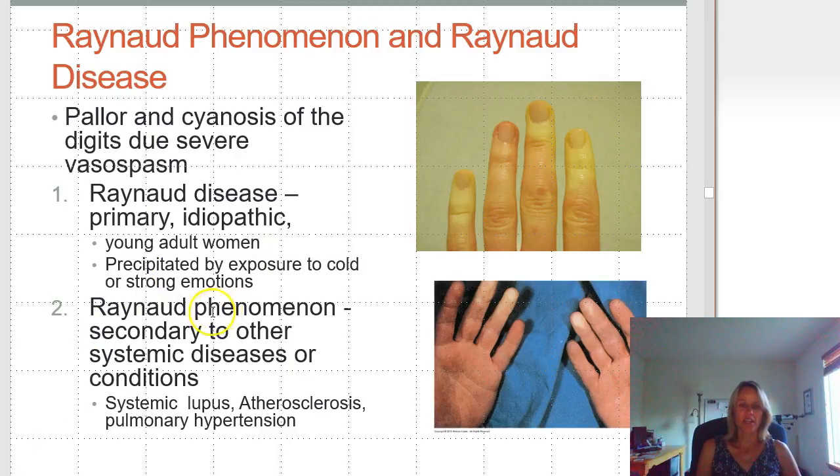Raynaud's phenomenon is the disorder that's secondary to another disease, such as secondary to lupus or atherosclerosis or pulmonary hypertension.